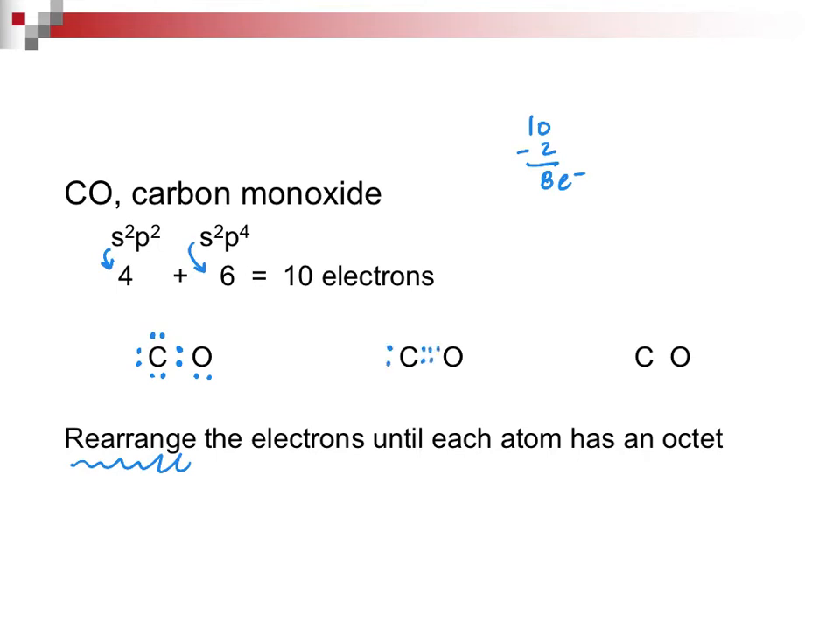Kind of wish I left more room here, but essentially I will have those 3 pairs of electrons in between the carbon and the oxygen. Now each of them has an octet. So you may think, oh, it's fine to just put in that triple bond, but please remember you also need to show the other electrons for a valid Lewis structure. So that's part 1 of this section.